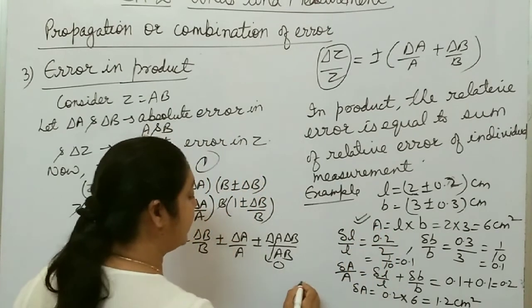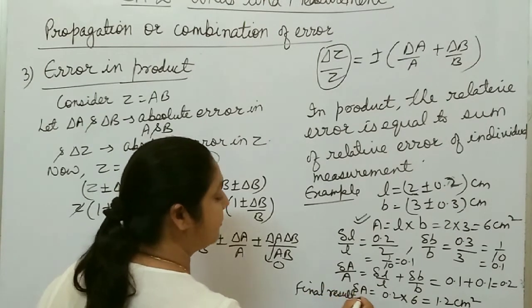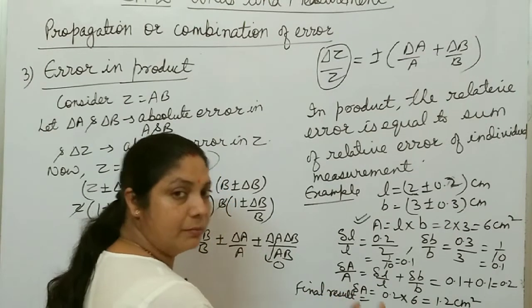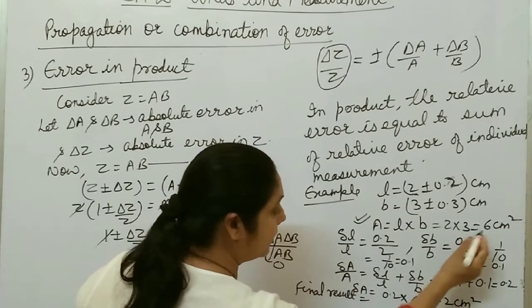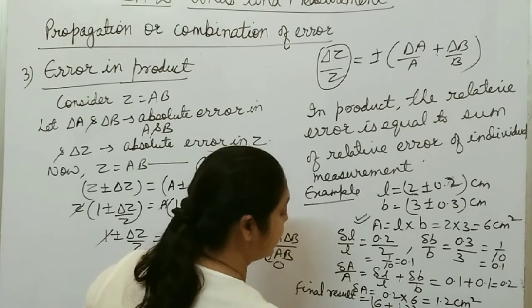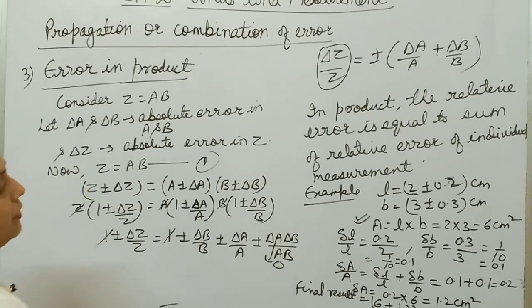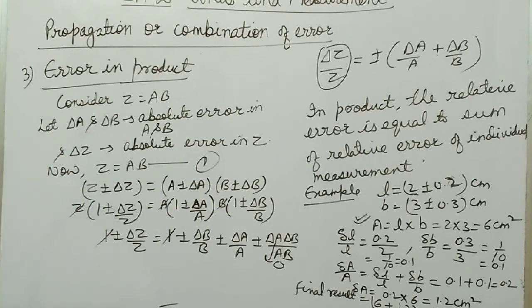So what does the final result become? How do you write the final result? True value plus minus absolute error. So the true value is 6, plus minus 1.2 centimeter square. This is the final result. In this way you calculate in case of multiplication, and the same process is for division also.